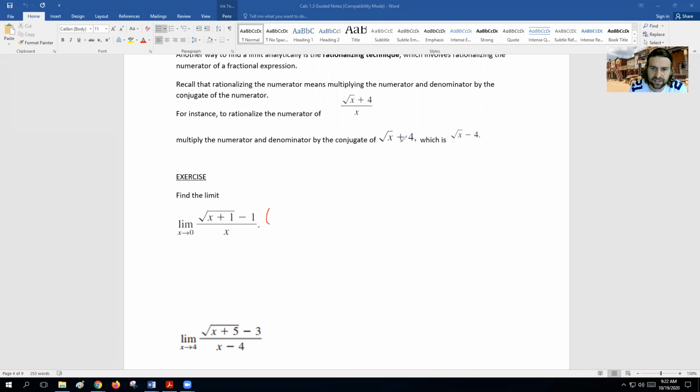Now, if you forgot, the conjugate is the same expression except the middle term is switched. So instead of a plus in the middle, we put a minus. In this case, since it's a minus in the middle, we're going to leave everything else the same, the square root of x plus 1 and 1, but we're going to put a plus in between. We do this on the top and on the bottom to keep everything the same. So the bottom is going to be this really weird expression: x times the conjugate.